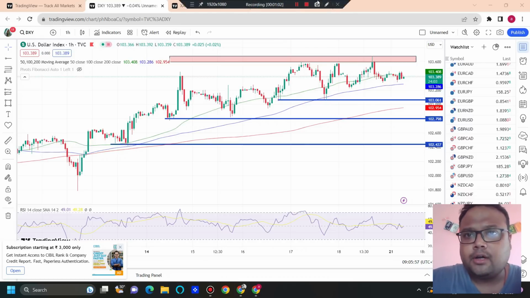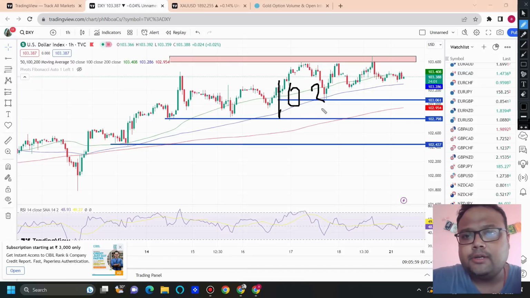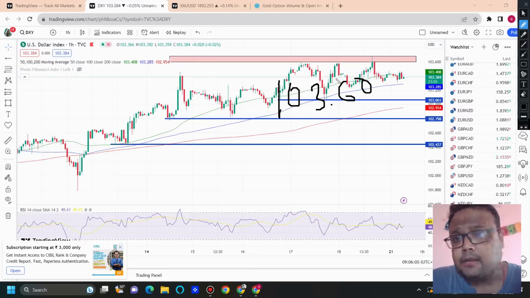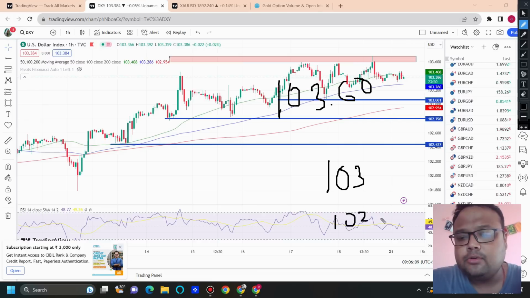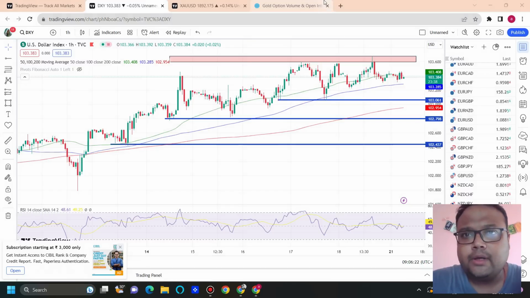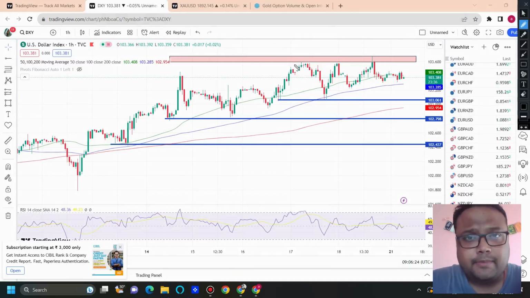On the chart of dollar index, 103.60, 103.70 is still the resistance for the market, whereas we have support around 103, 102.80 and 102.50. So we have multiple layers of support on the chart of DXY and we have one resistance around 103.60.